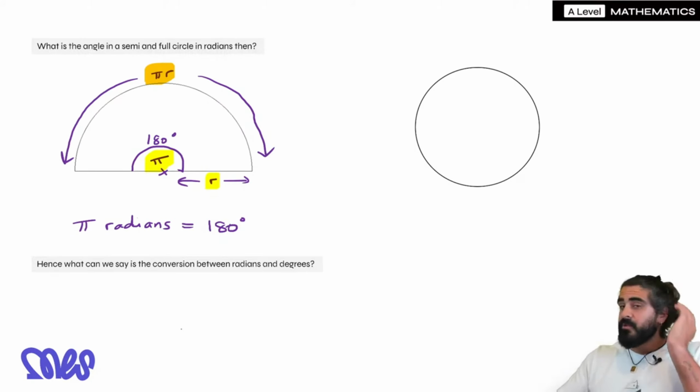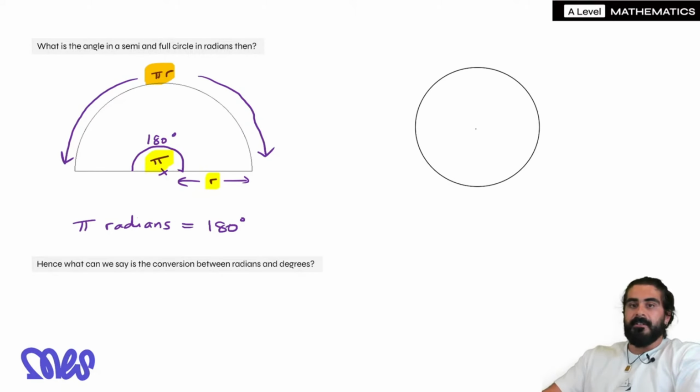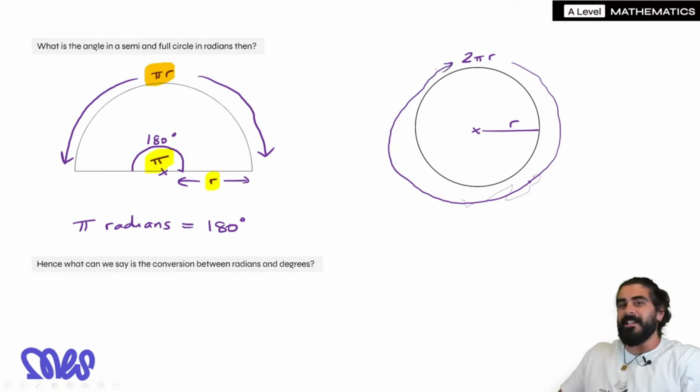And we could do this in a full circle. We could double both sides and say 360 degrees is 2 pi radians. Or in a full circle, we still have the radius r, and we know that the full circumference of a circle is 2 pi r, all the way around. Okay, so the full circumference is 2 pi r.